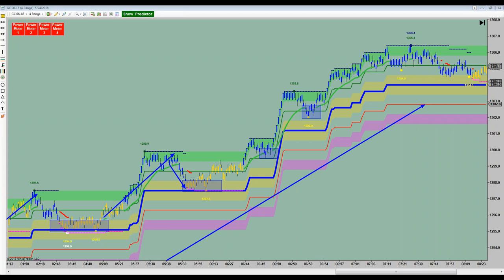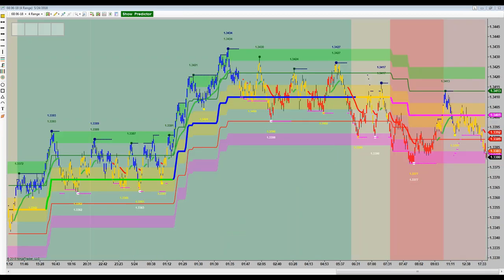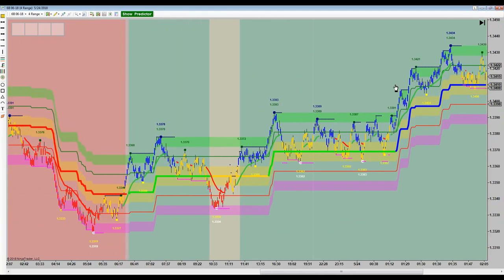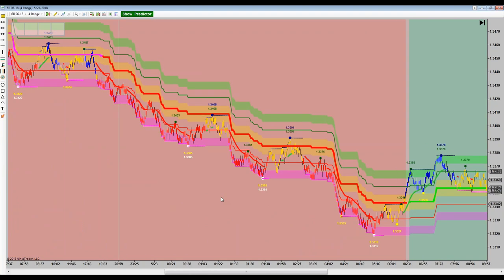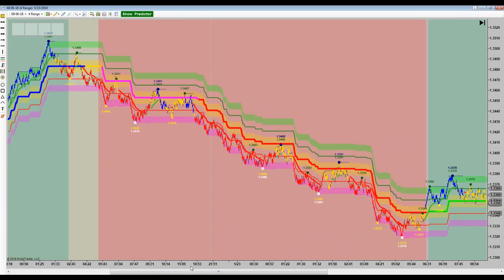Now, theoretically, you should get some moves. Here's 6B right here. Here's what you're going to find with these currency futures: some days they're moving and some days they aren't. Here's an example where you got into a trend, British pound futures. The equivalent in forex would be the British pound USD cross pair. This is the futures version of that, 6B.